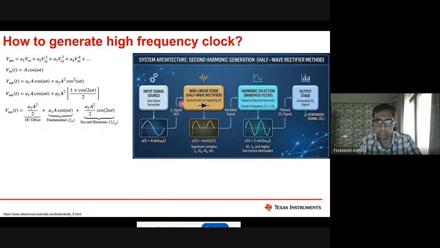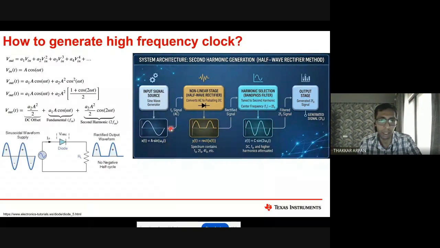So you take an input signal, you pass it through the nonlinear half wave rectifier, and then you pass it through the filter, and you generate a 2f0 signal from the f0 signal. And how do we do that? We have a simple half wave rectifier circuit. This you would have studied in the first year of your college.